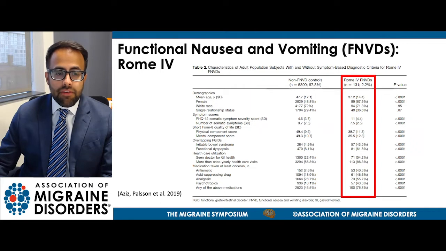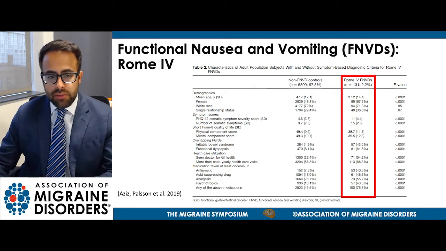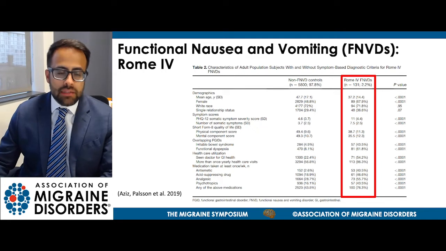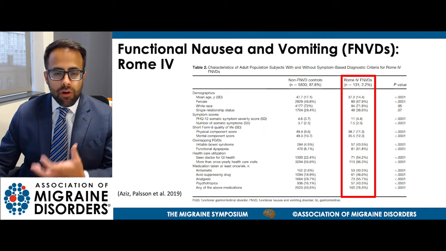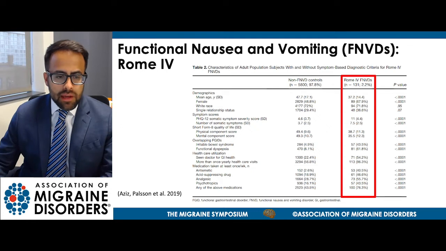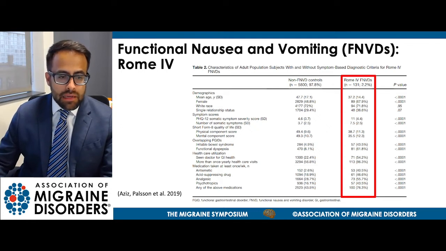They tend to have higher chance of having overlapping other functional GI disorders. So someone who has, for example, cyclic vomiting syndrome, but then also has an independent diagnosis of irritable bowel syndrome. And there is definite markers of increased medical management of symptoms. Not too surprising. People with functional nausea and vomiting disorders are more likely to be on antiemetics. They're more likely to be on pain medications. They're more likely to be on psychotropics.